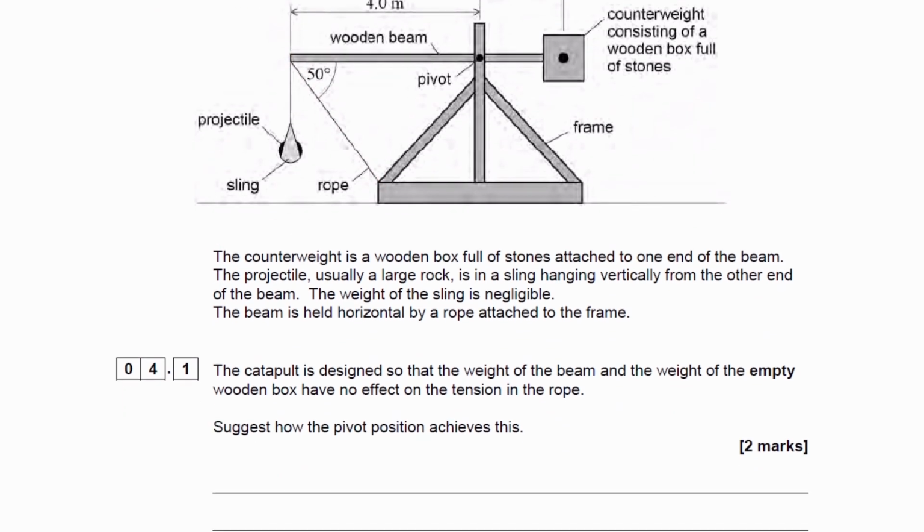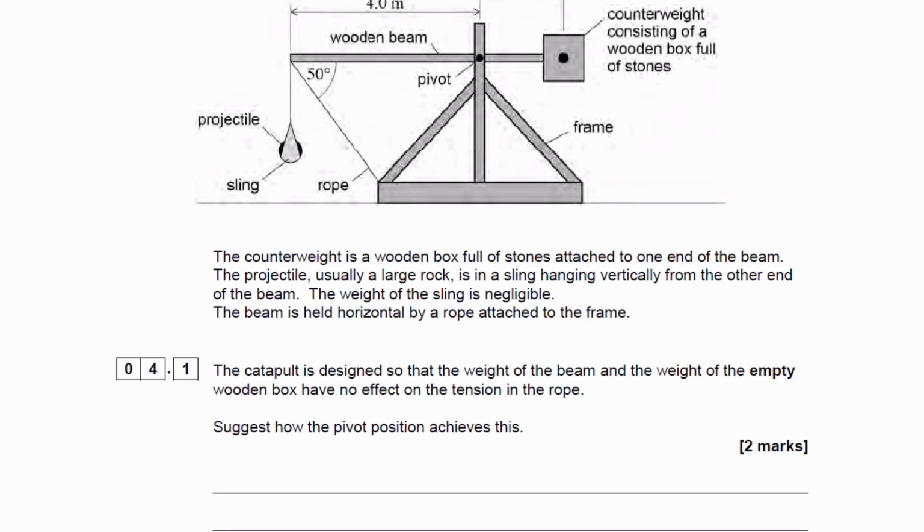The catapult is designed so that the weight of the beam and the weight of the empty box have no effect on the tension in the rope. So the weight of the empty box, the weight of the beam itself, they have no effect on the tension of the rope. We want to suggest how the pivot position achieves this. So that would be the case if the moment of those two forces cancelled out.